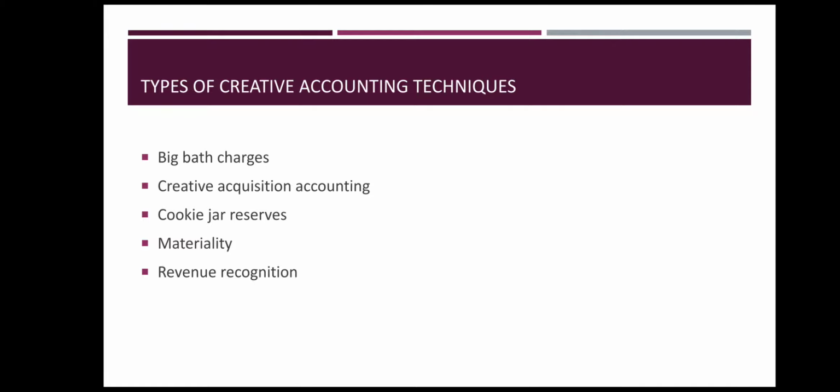Next is materiality. Under materiality, the company purposely shows certain errors in the books of account on things which are not important for the company, so that they will not be questioned about important things.